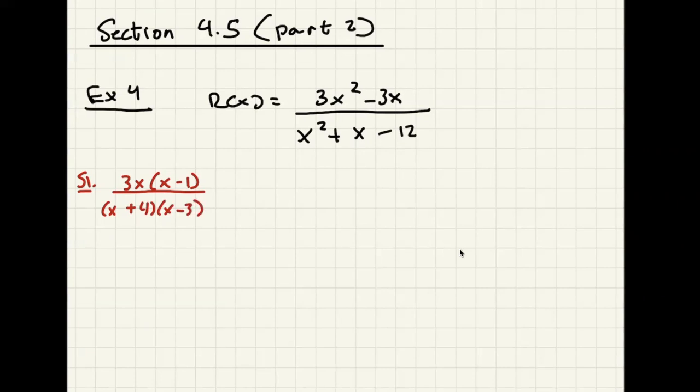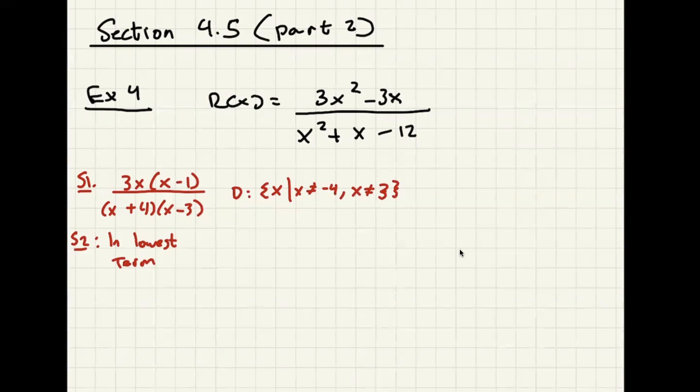What's our domain? Our domain is x such that x cannot equal -4 and x cannot equal 3. So that's our domain. Step two is to write in lowest terms. It's already in lowest terms. Don't worry, the next example we'll probably have to go over that part.